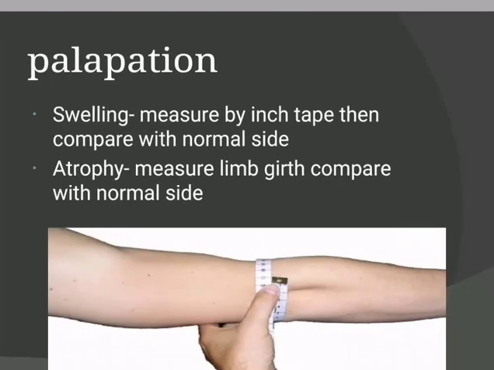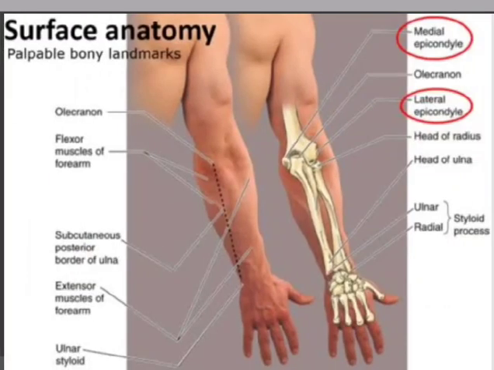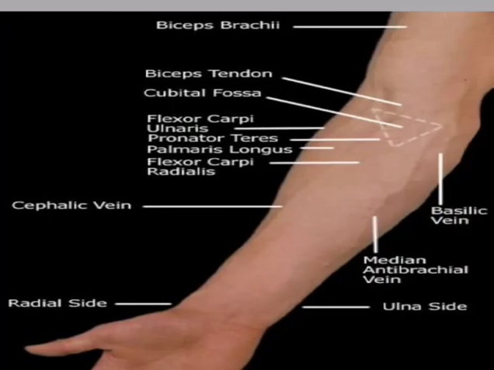So then we go for the palpation. In palpation, first we measure the swelling by inch tape, and compare to the normal side how much swelling is present. And atrophy also, you can measure the limb girth. Then in surface anatomy, you have to palpate the bones and the muscles.